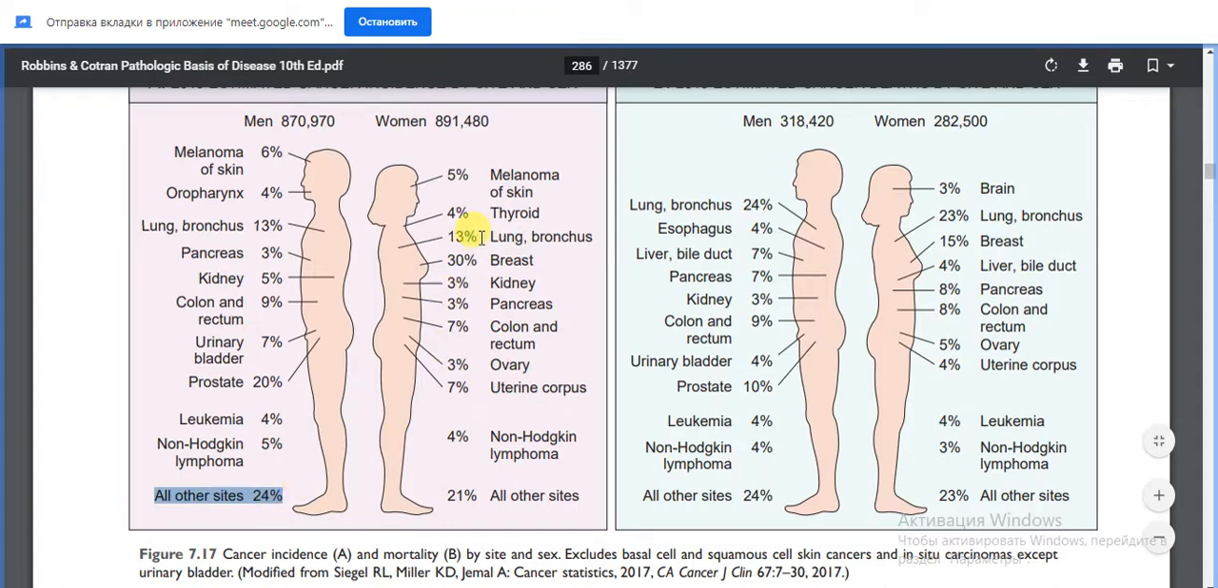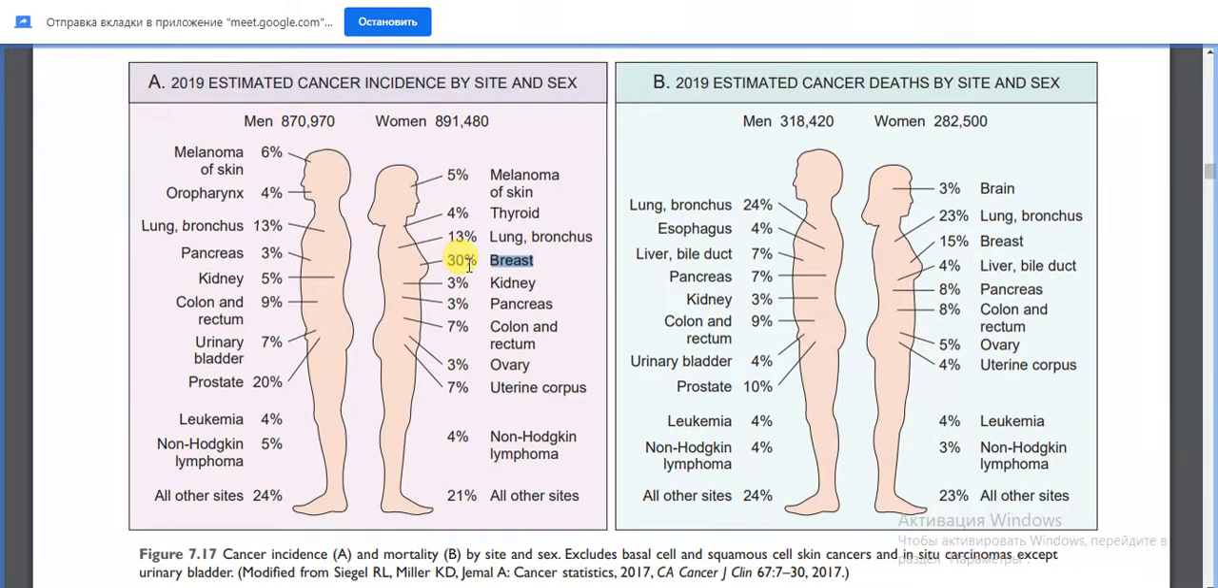In females, what is the most common cancer? Approximately the same, but breast cancer is very common in females, and that's why I already said it to some of you in practical class, that breast cancer is very common.